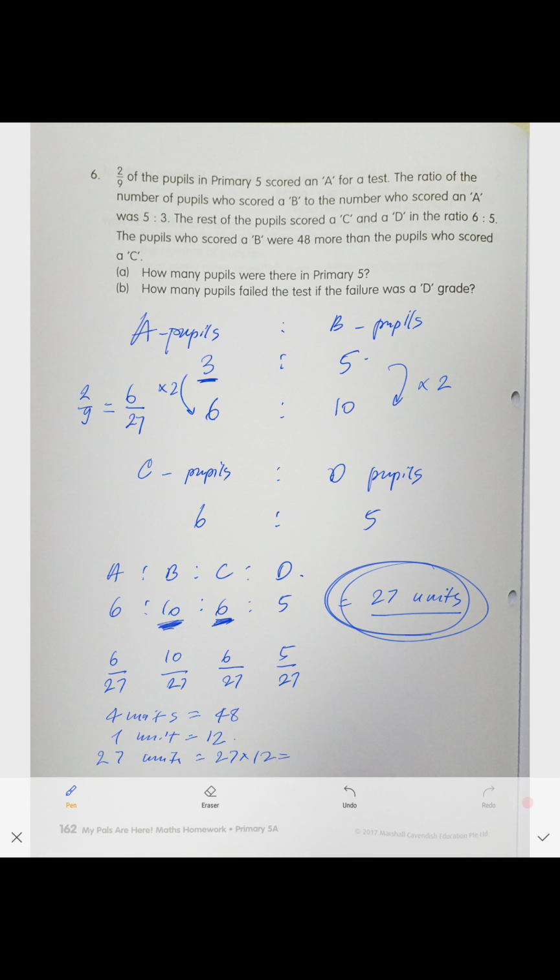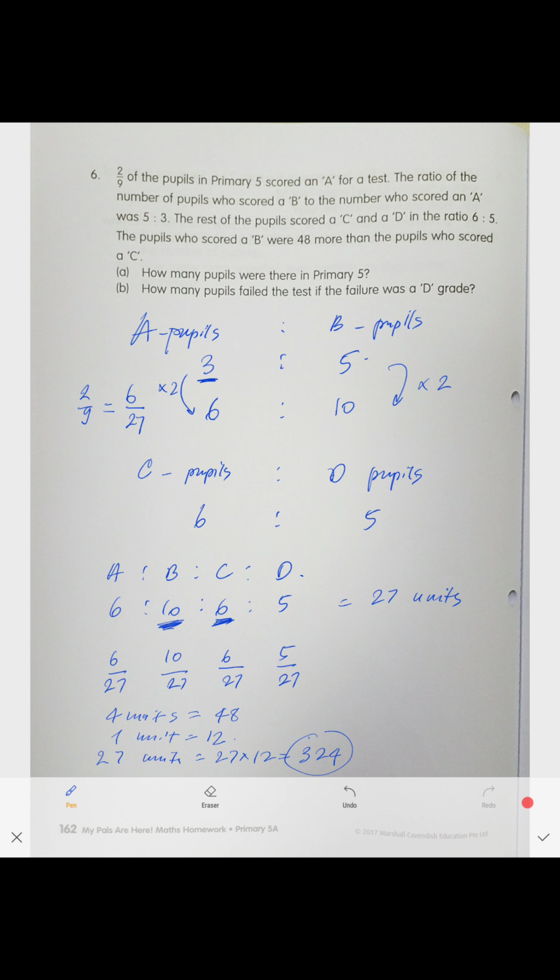27 times 12, 324, all right? That's your total. 324 pupils in primary 5.